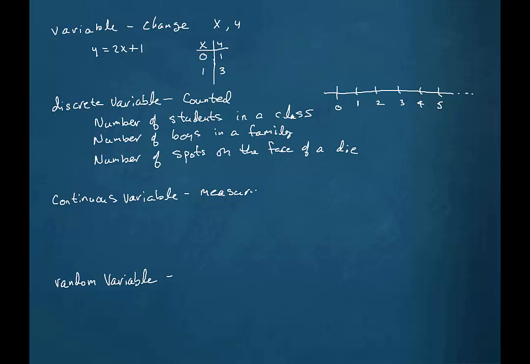A continuous variable is one that is measured. Examples of continuous variables would be things like height, weight, distance, or time. And when we measure things like this, looking again at a number line, a height could be 2.439 meters.